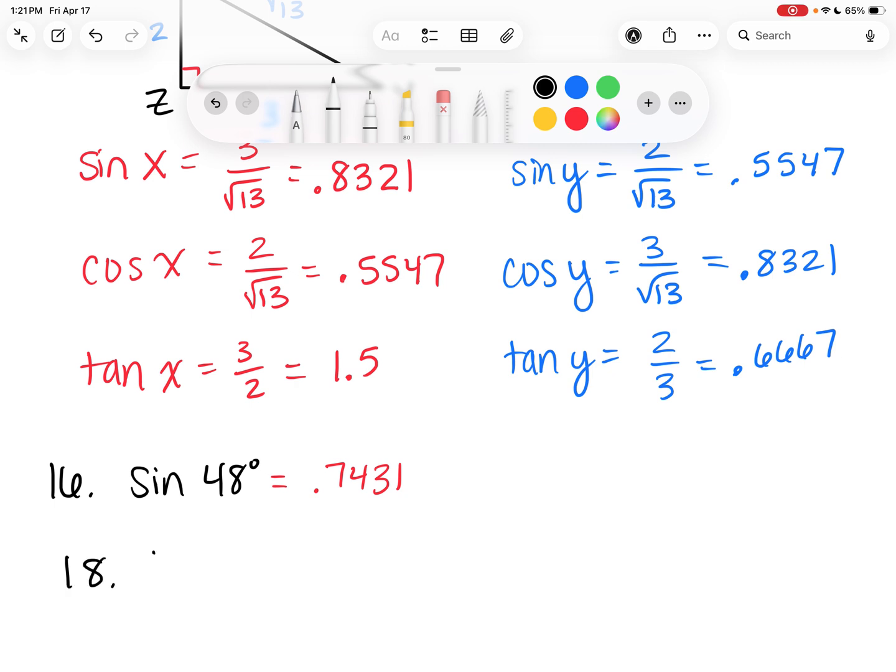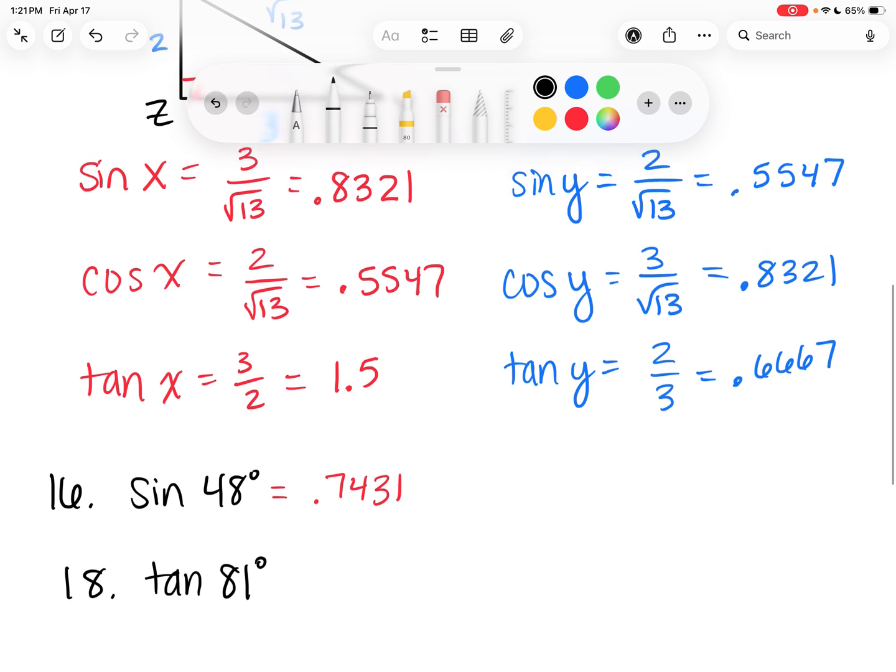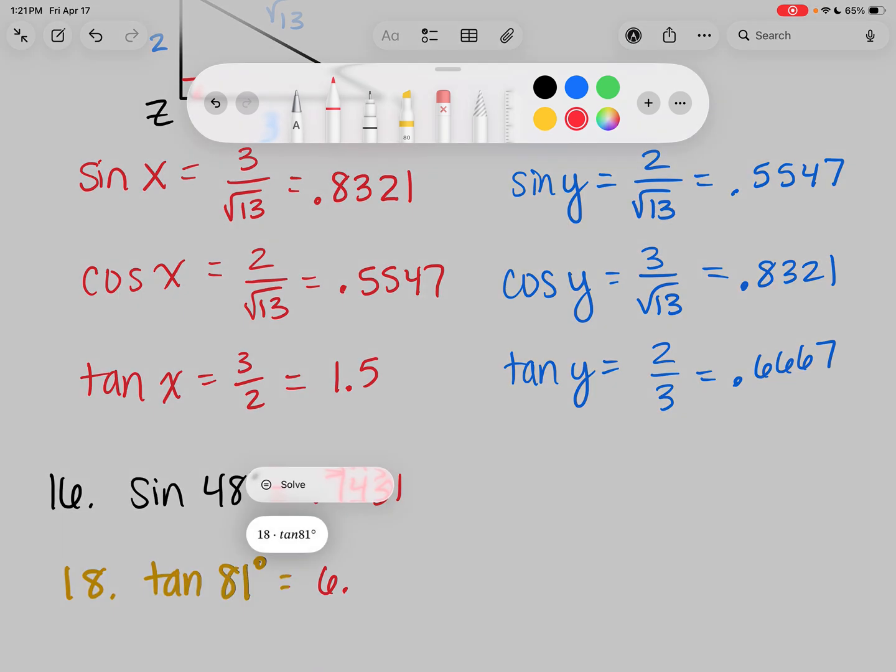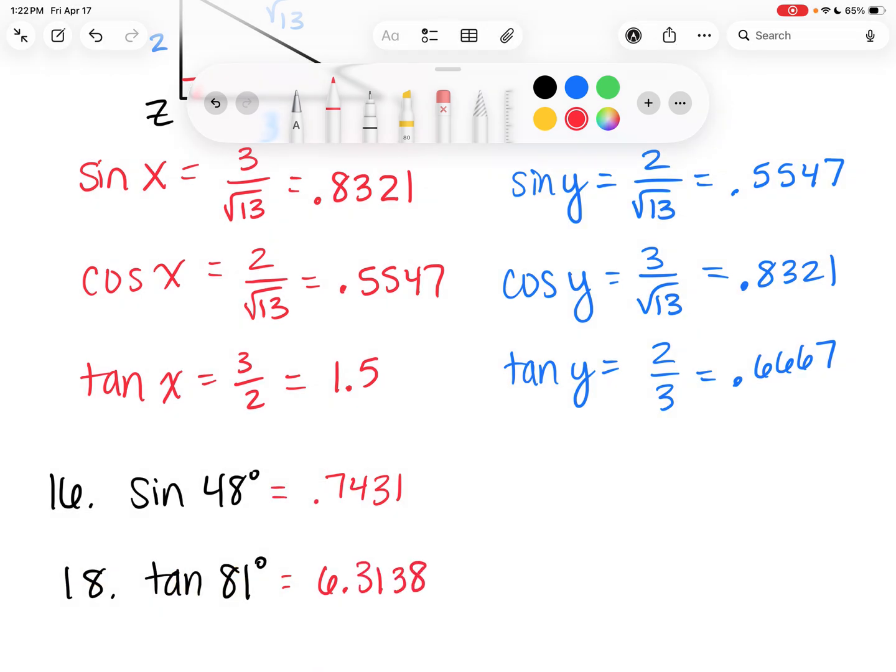Number 18, tangent of 81 degrees. So on this one, we're going to hit the tangent button and then 81. And that is 6.3138 rounded.